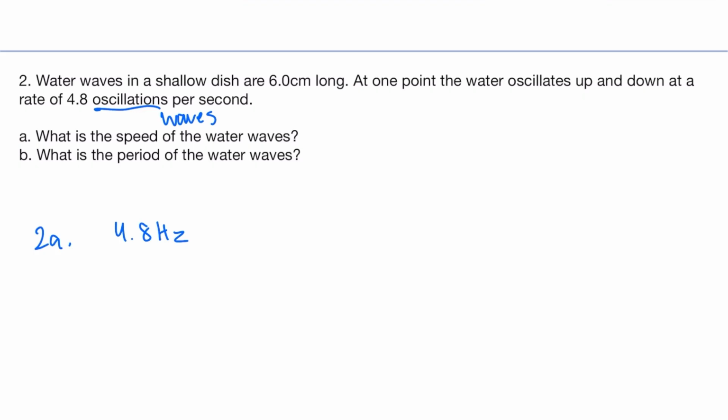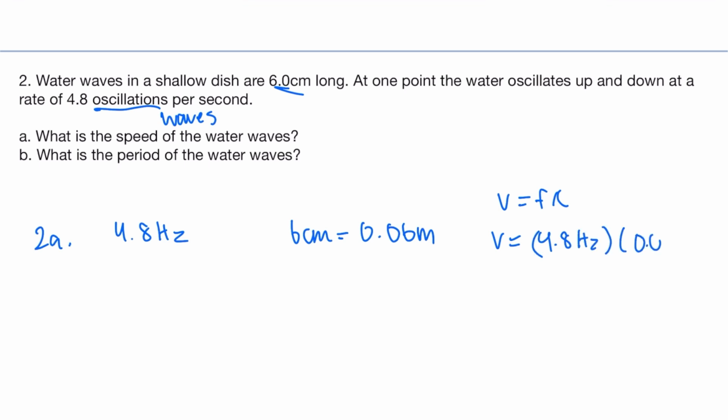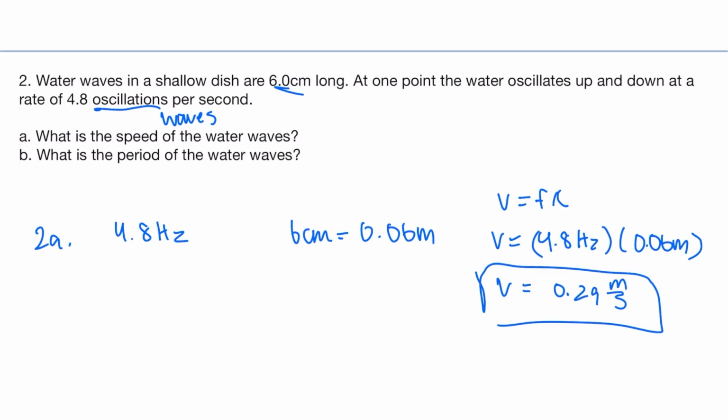Also, it tells us that the waves are 6 centimeters long, so 6 centimeters is equal to 0.06 meters. So now, in order to solve for speed, we can just put what we know into the formula v equals f lambda. So v equals 4.8 hertz times 0.06 meters. So velocity equals 0.29 meters per second.